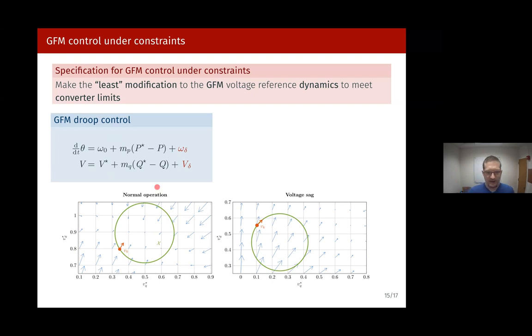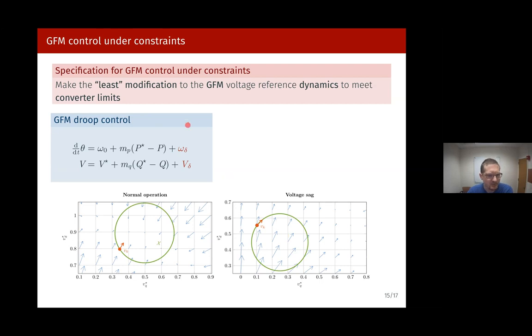But now if you were to apply this to a system where you have a voltage sag, then you see here these blue lines are the original group control vector field, and it's pointing outside of the constraint, meaning that if you were to start here, then you would immediately try to bring up the voltage, and in doing this, you would exceed the current limits of your converter. And then what you want is to go in that direction here. So to follow this blue arrow as closely as possible while staying inside of the constraints.